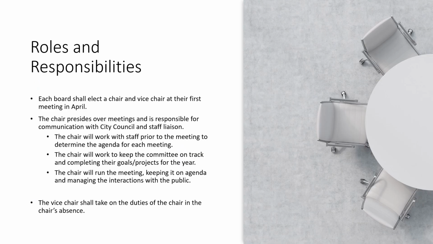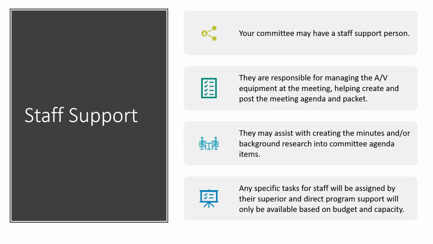In April, you'll select a chair and vice chair or co-chairs. That's up to you. But the chair presides over the meetings and is responsible for communication with City Council and your staff person. They work with the staff prior to the meeting to determine the agenda. They work to keep the committee on track with your goals, and they run the meeting, keeping it on agenda and managing the interactions with the public. If the chair is absent, the vice chair will take on these roles.